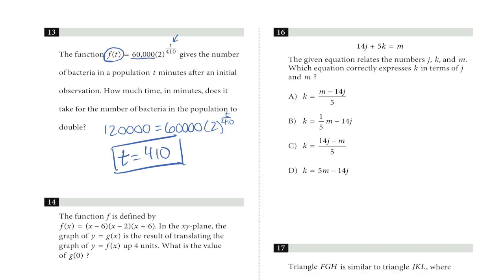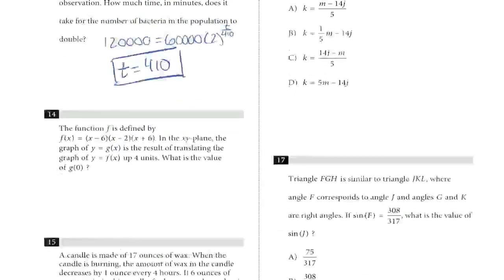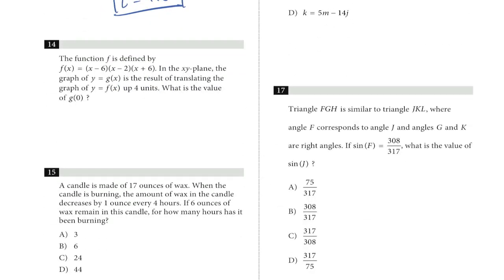All right. Number 14. The function f is defined by f of x equals x minus 6 times x minus 2 times x plus 6 in the xy-plane. The graph of y equals g of x is the result of translating the graph of y equals f of x up 4 units. What is the value of g of 0?